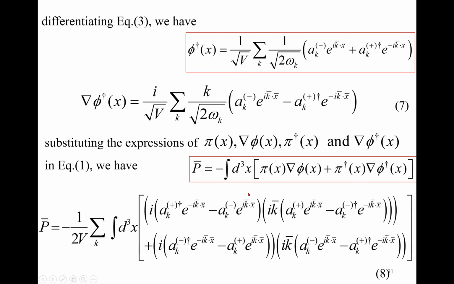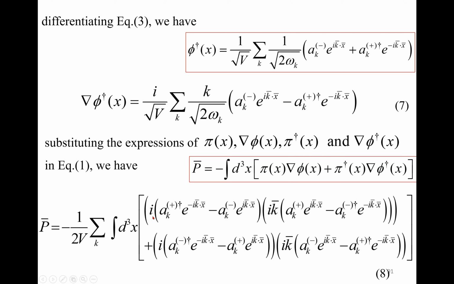This minus sign, which is already there in the expression of our equation 1, is nothing but your momentum. So now we have minus 1 divided by 2v, summation over k, integration d cube x. So this is your pi of x and this is your del phi of x, and this is your pi dagger of x, and this must be your del phi dagger of x. So we have 4 expressions now. We are going to multiply.